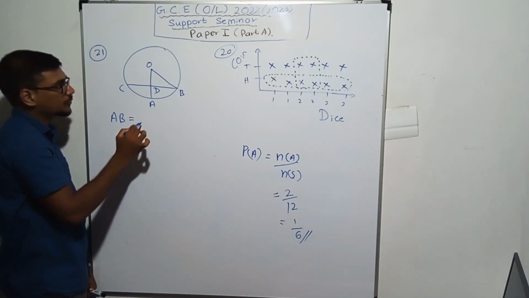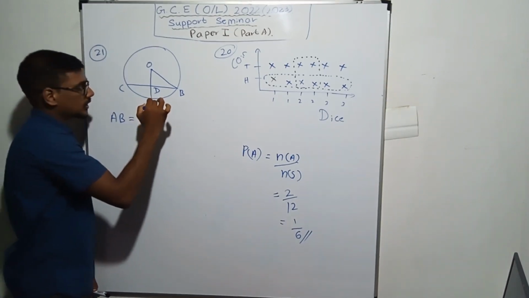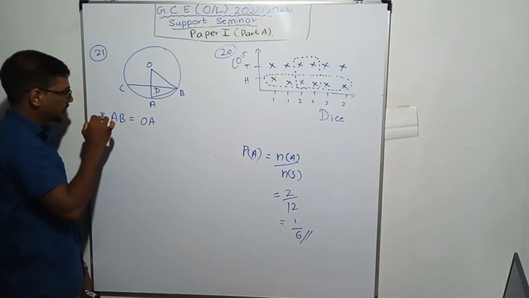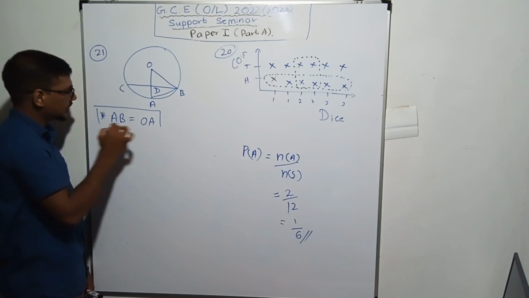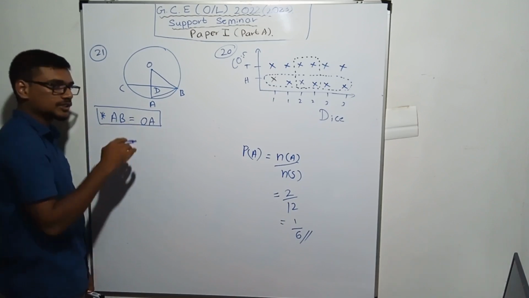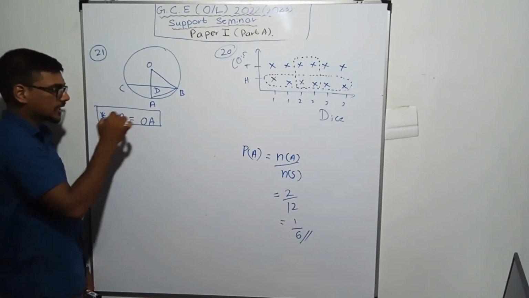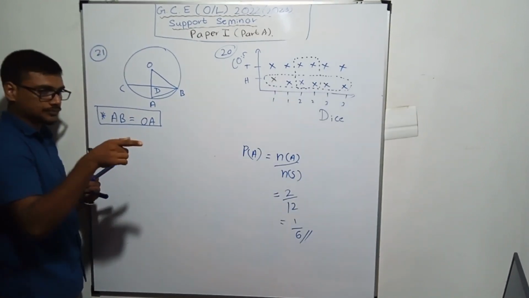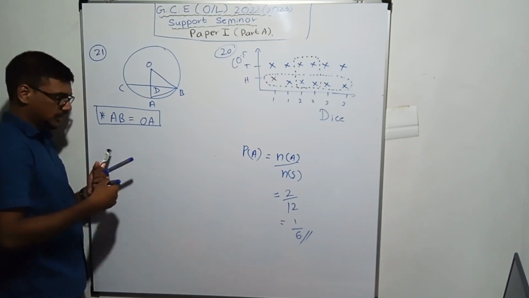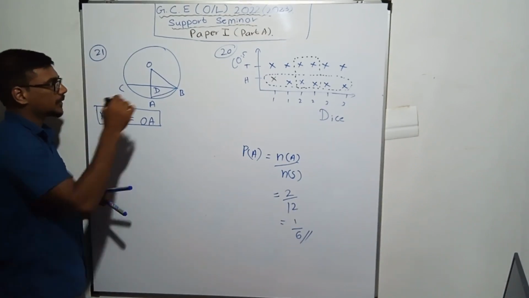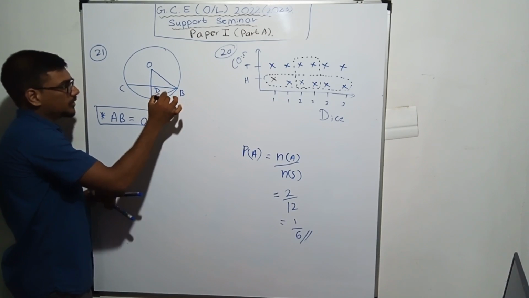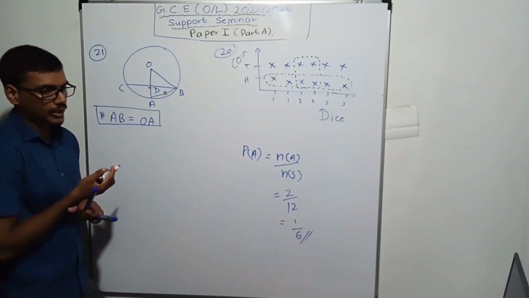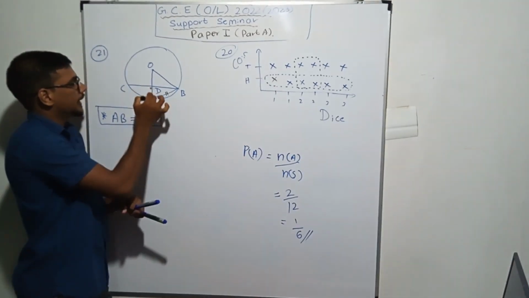AB is equal to OA. Yes, AB was equal to OA. It was given in the other papers, but here in the English paper, in the translation, they have missed that part. Okay, the data AB equal to OA should be given in the question, but in this English translation, they have missed it. In this paper, it's not there. So AB is equal to this part. Okay. And we have to find what is ACB.